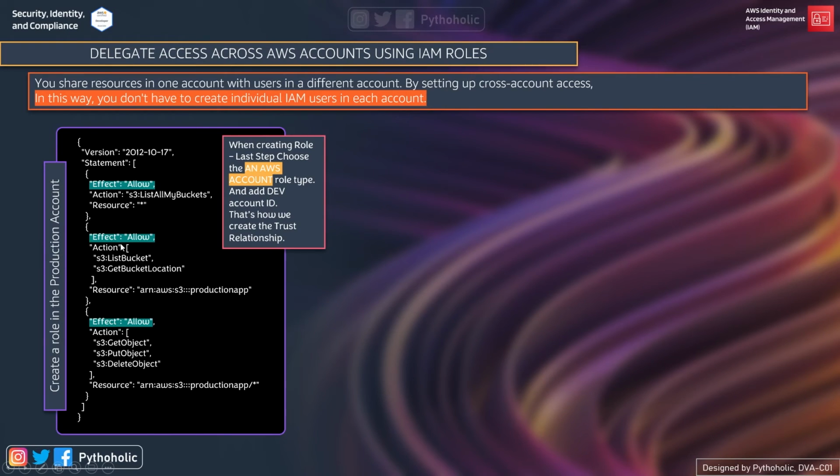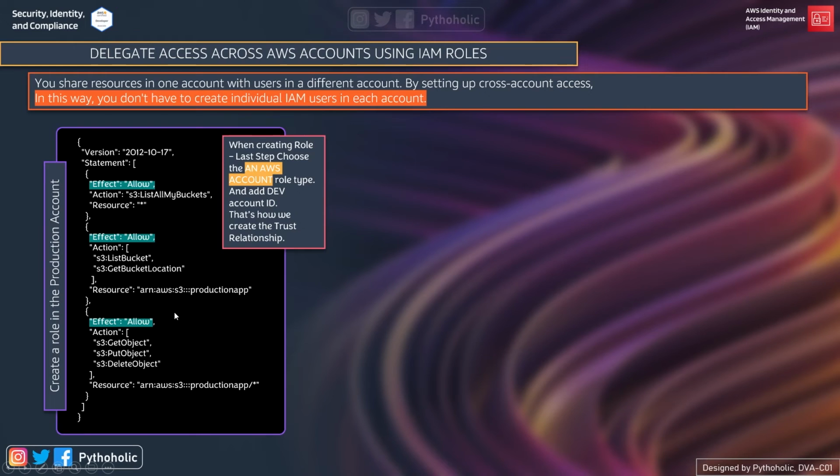And then we have the second statement where the effect is allow, but the action is list bucket, get bucket location for the resource production app. So imagine production app to be the bucket name of the S3 bucket that the dev account developers want to make use of. And the third one is the effect equal to allow, with get object, put object, delete object as the actions. And it is for the object level access for the production app bucket. And you already know why we have separated into different blocks and not written it like production app star, because of the complexity and the granularity of the permissions.